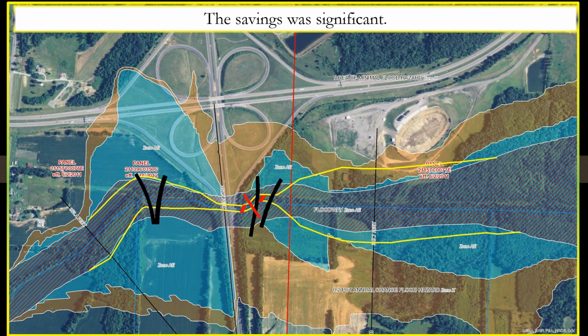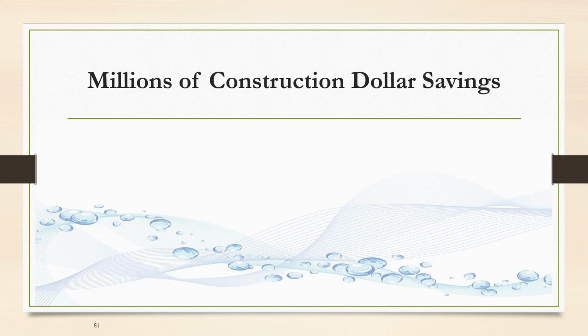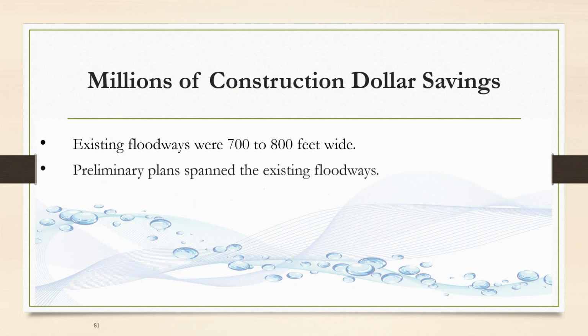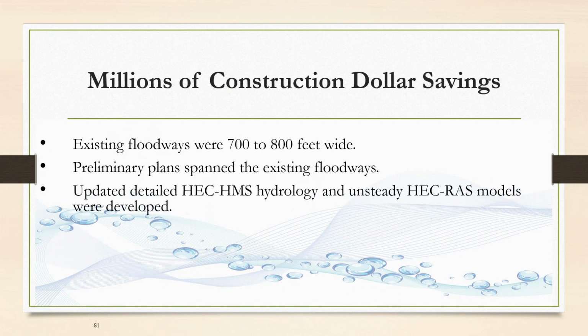This shows the comparison of where we began, 4 bridges we began with, and there's 3 structures we ended with. There was also an extension of a culvert that I'm not really showing there, but the savings from being able to recognize this change and being able to do it were significant. Millions of dollars savings. So the existing floodways were around 700 to 800 feet wide. Preliminary plans were spanning the floodways.